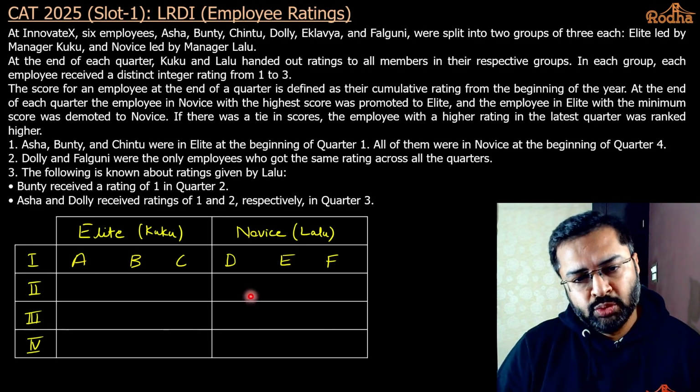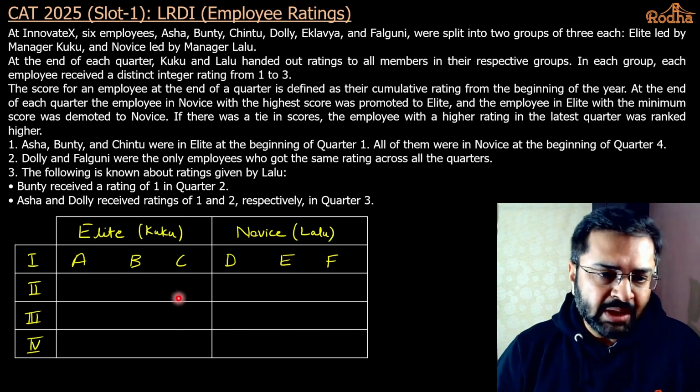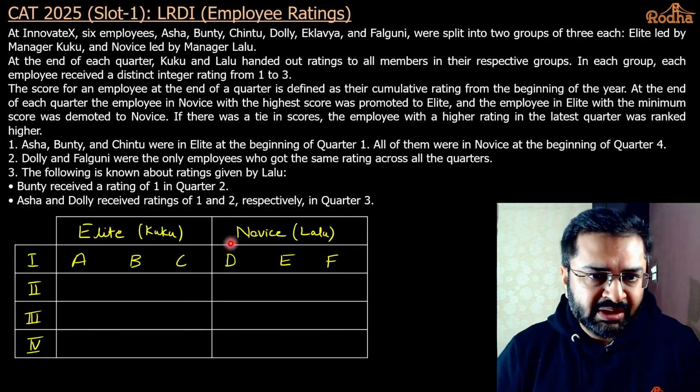among ABC is going to go to this side at the beginning of quarter 2, and one among these 3 is going to come here. We know that this change happens only for one person. So it's like one person is exchanged between the two groups, simple data.